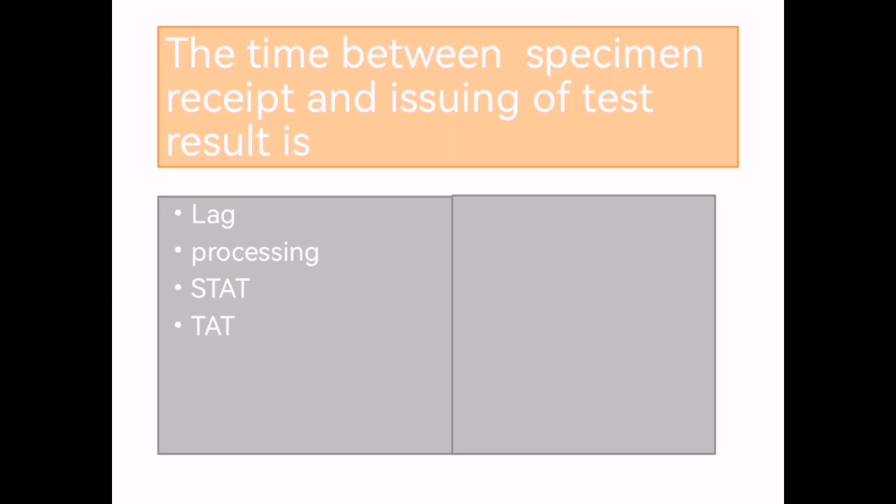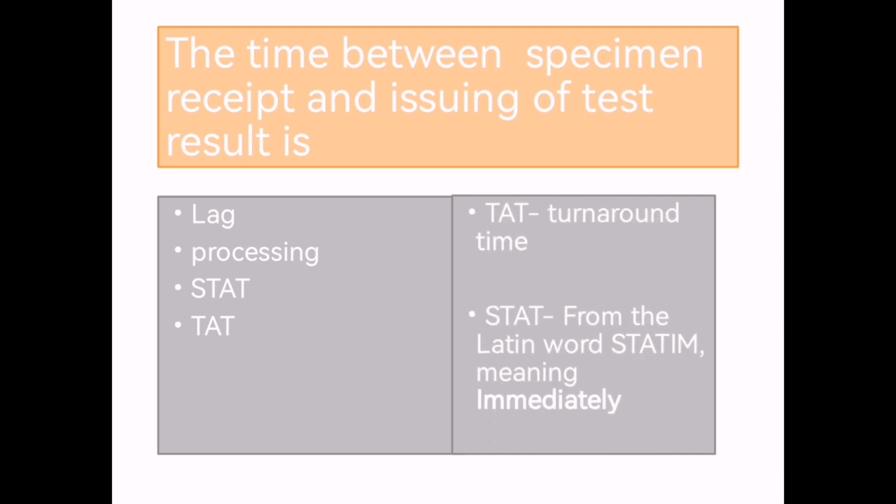Next. The time between specimen receipt and issuing of test result is A. Lag, B. Processing, C. Stat, D. TAT. So what is the term used from the specimen receipt to issuing of test result? Ano ang tawag? The answer is turnaround time or TAT. Magkaiba ang TAT kaysa sa stat. Ang stat is from the Latin word statim, meaning immediately. Ang TAT ay turnaround time. Yan ang time between the specimen receipt and issuing of test result.